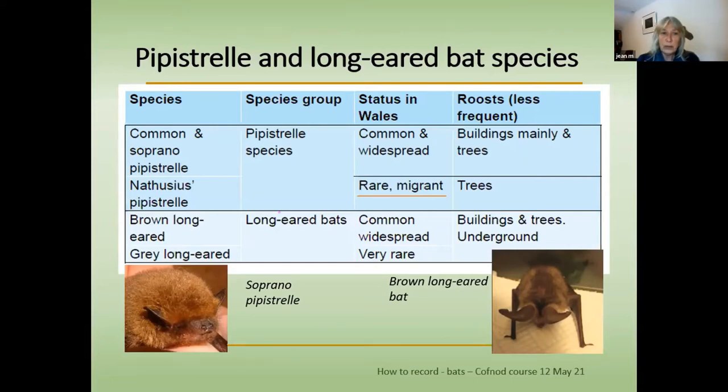There are two long-eared bat species. The bat on the left is one of the pipistrelle species, and the bat on the bottom right of the screen is a long-eared bat, and you can tell why it's got that name. The grey long-eared is very rare. For people who are practiced at identification it is worth bearing in mind, perhaps not so much in North Wales, but if you don't look, you don't find. But because it's not really known in Wales, I wouldn't expect to find it in North Wales.